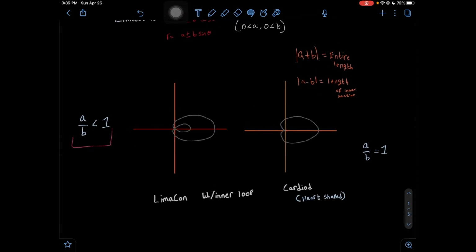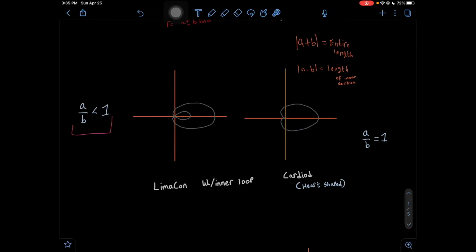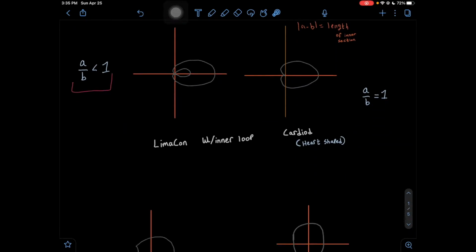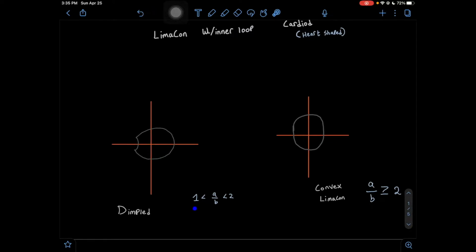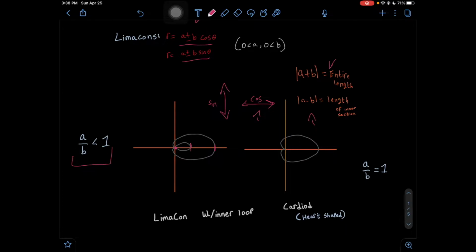So now let's go ahead and look at the cardioid Limaçon. For a cardioid Limaçon, you can see it looks like a heart, and for a cardioid Limaçon, a over b, the quotient of that, equals 1. So it could be the same number. Next, we have a dimpled Limaçon, where 1 is less than the quotient of a over b, and that is less than 2.